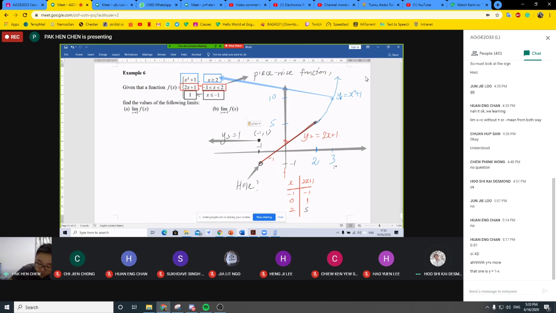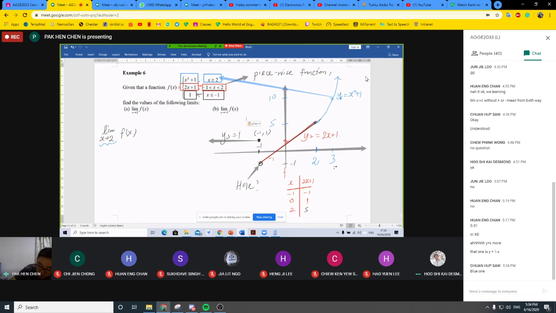Okay, maybe we can do some discussion. Desmond, for 2 plus, that means I'm referring to which graph? If I have 2 plus here, the red one or the blue one? Which one? Approaching from where, from the right or left? From the right, the blue. From the right means that the domain of x is what? Larger than 2, isn't it? Yes or no?